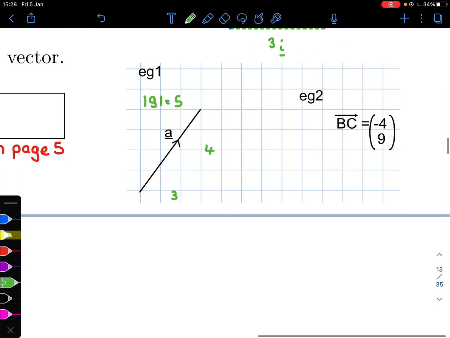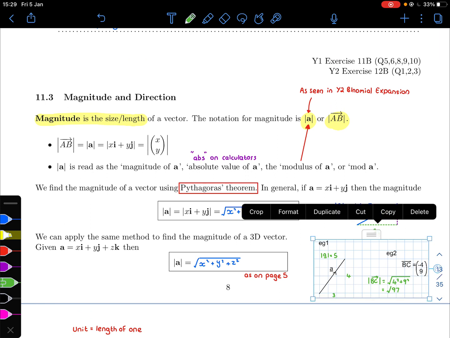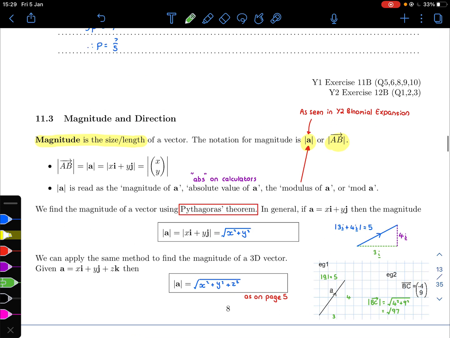Second one, the vector BC, here is -4, 9. So the magnitude of BC, which I would write like this, would be the square root of 4 squared. I can ignore the negative since I'm squaring it, plus 9 squared, 16 plus 81, square root 97. Okay, so as we've already seen, Pythagoras is always used to find the lengths of lines and hence the lengths of vectors.